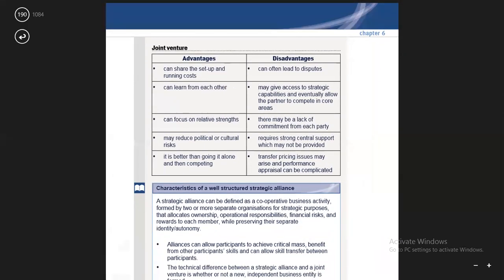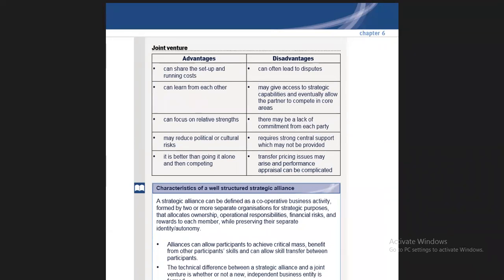Now the third is joint ventures. If you go for a joint venture, it means that you are doing something together. This is called a joint venture. What are the advantages? Can share the setup and running cost. Yes, you will share equally, 50-50. Setup cost equally, share profit equally. So all the things are 50-50.